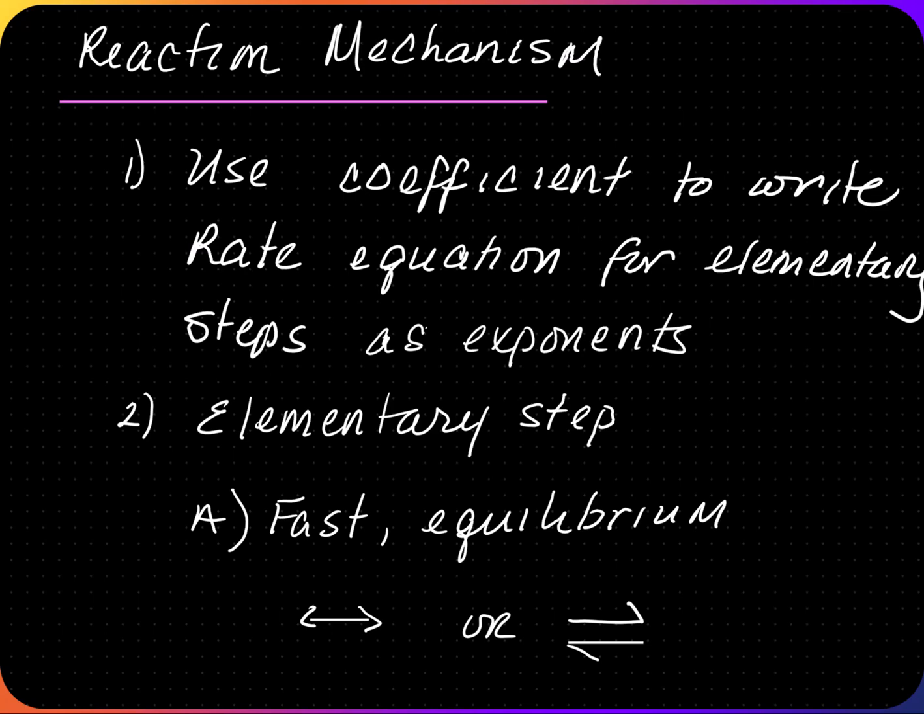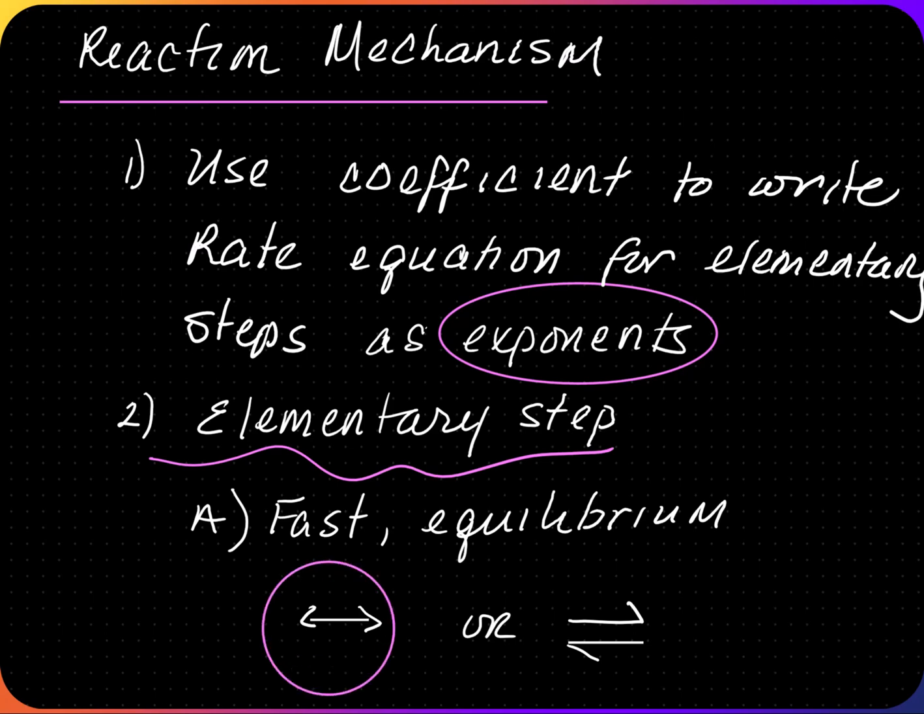You will use the coefficients of the balanced equation to write the rate equation for elementary steps. These coefficients will become exponents. If you have multiple elementary steps, whenever a step is fast and in equilibrium, you have to use a double-headed arrow. These double-headed arrows represent equilibrium.